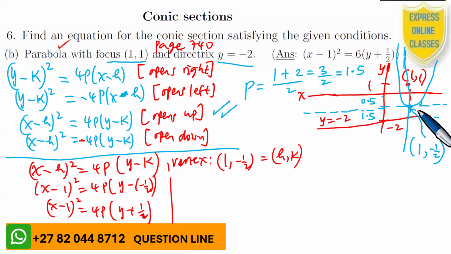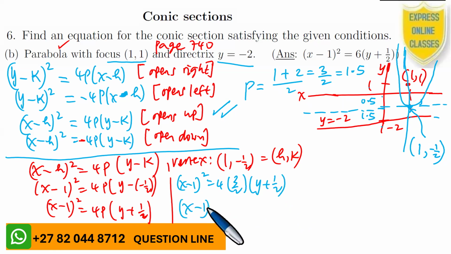Now, what is the distance? We got the distance between the focus and the directrix, and if you take half of it, we get p. So we must just substitute the p here. If we substitute the p there, it's going to be (x minus 1) squared. So what is the p? The p is 1.5, or 3/2. So you put the 3/2 here, and you have (x minus 1) squared equals 4 times 3/2 times (y plus 1/2). Now you multiply 4 times 3/2. 2 divides 4, giving us 2, and 2 times 3 is 6. So 6(y plus 1/2), and this is the same answer.